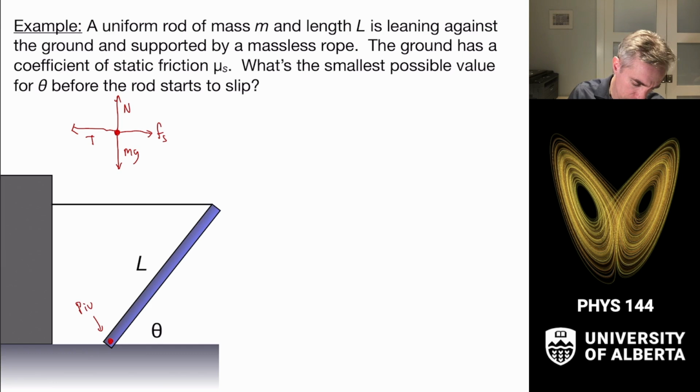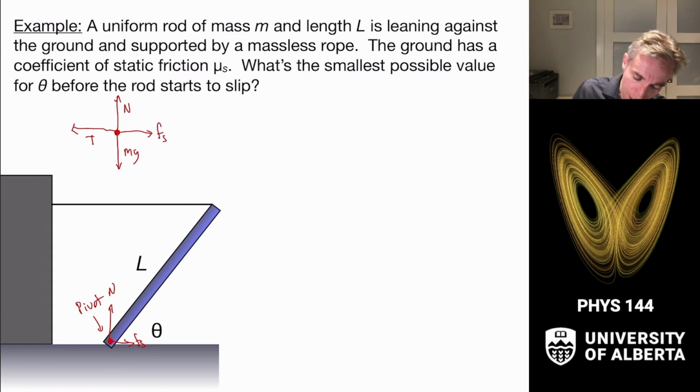So there's our pivot point. And the reason we want to do that is that the normal force and the static friction force are both acting there. If we pick a pivot point there, they leave the equation. Moment arm of 0, they go away.